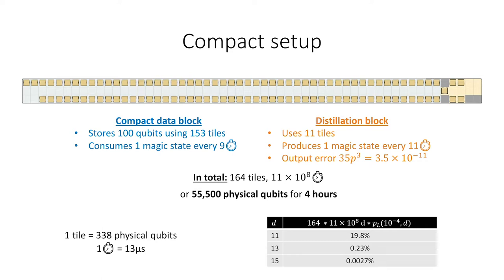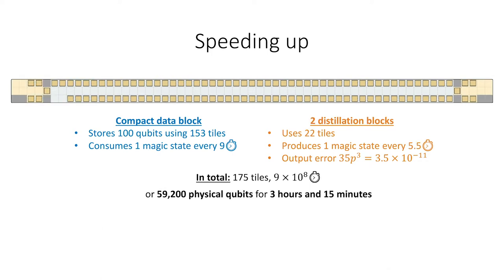If you want to speed up the computation, you can just add another distillation block. Now you'll be producing magic states twice as fast, but your data block cannot cope with that because it cannot consume them this fast, so this will be your bottleneck. Still, you increase the number of qubits only by a little, but the computational time drops by 45 minutes in our estimate.